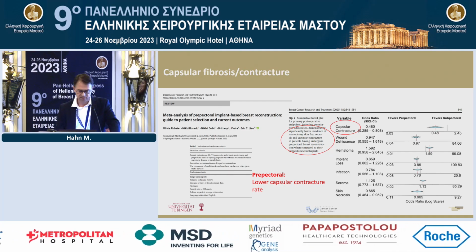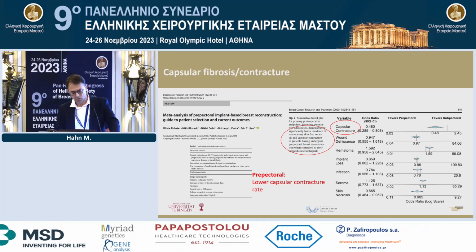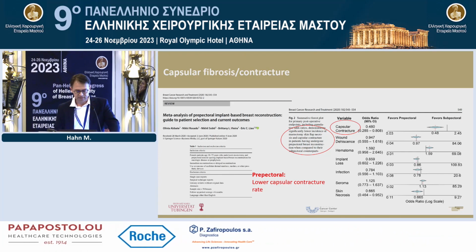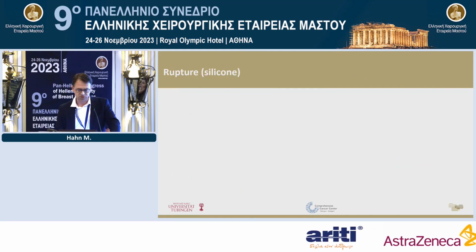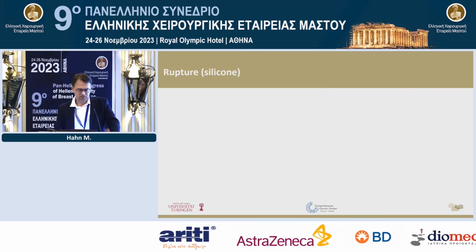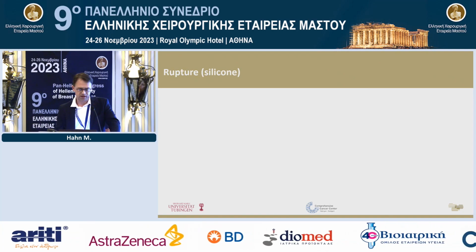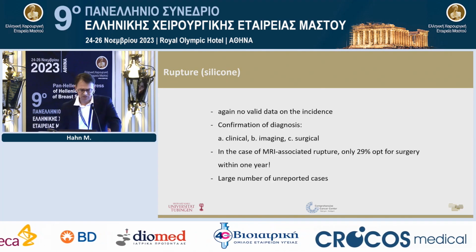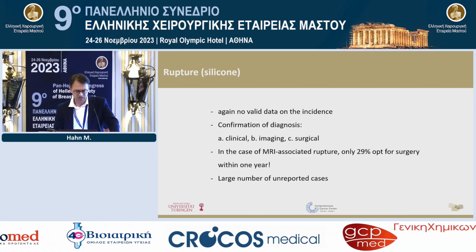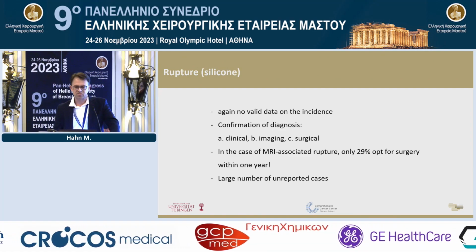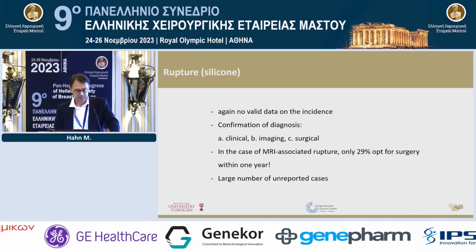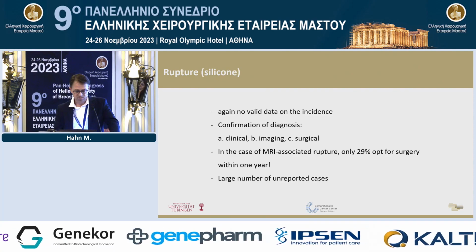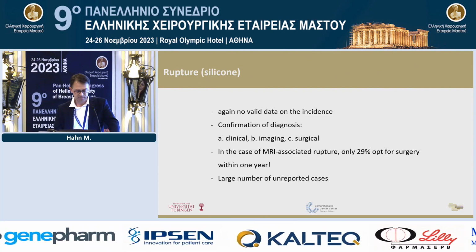Well, in this publication, a meta-analysis, they said it has a lower rate than retropectoral. In this publication, it says it has a higher rate. So it's really difficult to trust the literature. So let's continue with the rupture rate of implants. Again, there are not a lot of valid data on the incidence, and this is because this diagnosis is actually confirmed either clinically, per imaging, or surgically. So this is something that you have to consider when you read the publications.